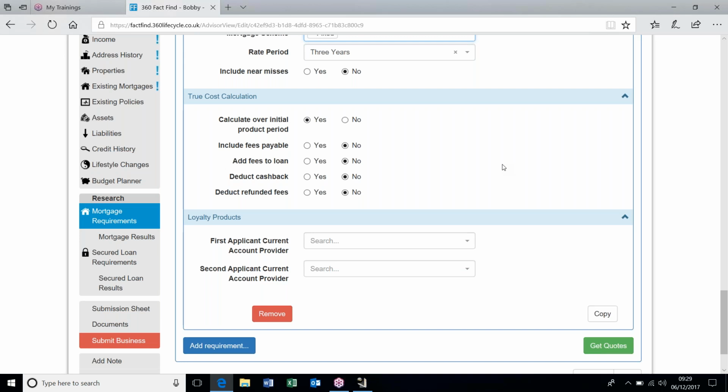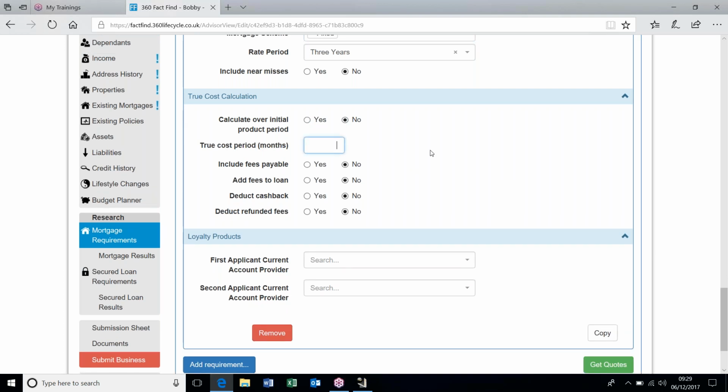Now, for it to work effectively, it's a little bit confusing. When it says calculate over initial product period, to make it very specific to the 3 year period, we need to say no to this. And then in there, we'll put in the number of months we want it to cover. So if it's a 3 year period, I'm going to say it's 36 months.